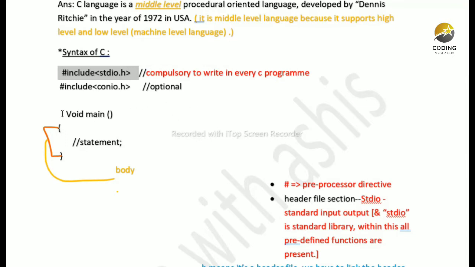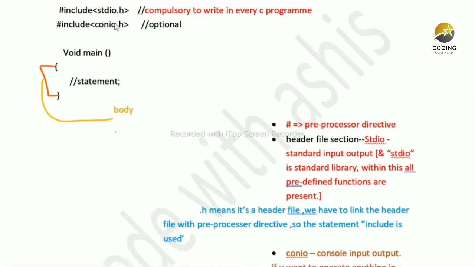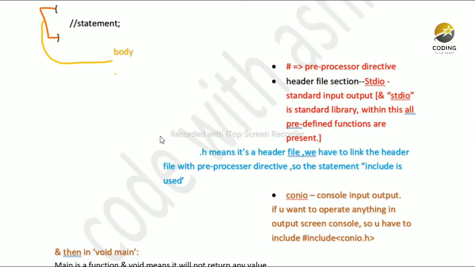So let's see why we use include. And what is the meaning of .h? The .h means it's a header file, and we have to link the header file with the preprocessor directive, so the statement include is used. And conio means console input and output. If you want to operate anything on the output screen, the console screen, you have to include conio.h. We have discussed this.